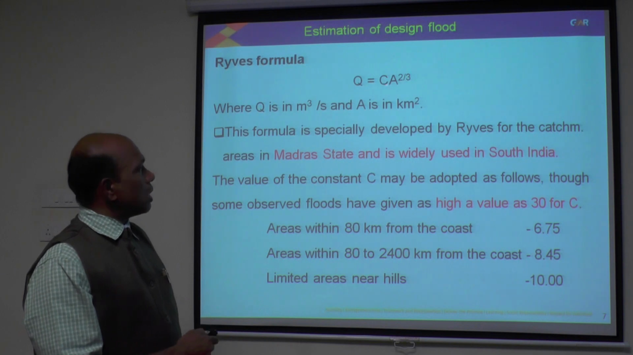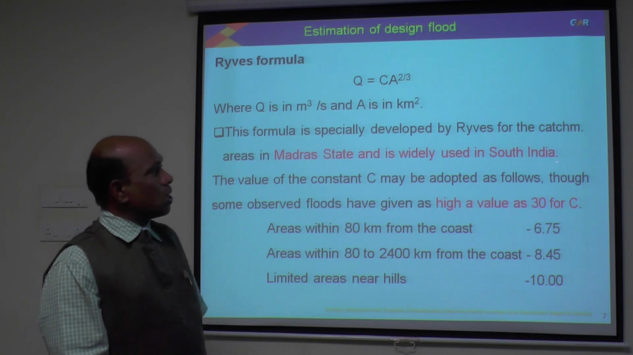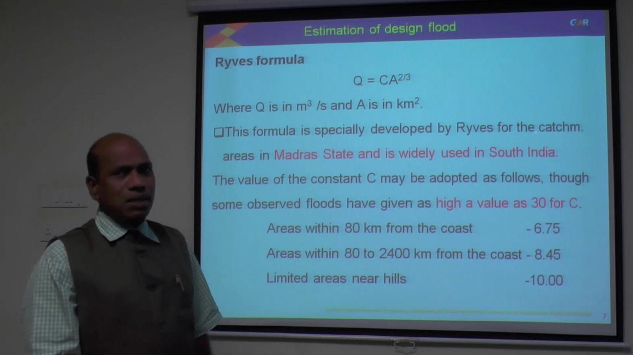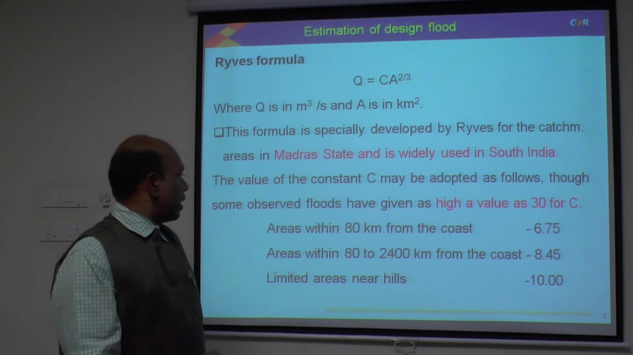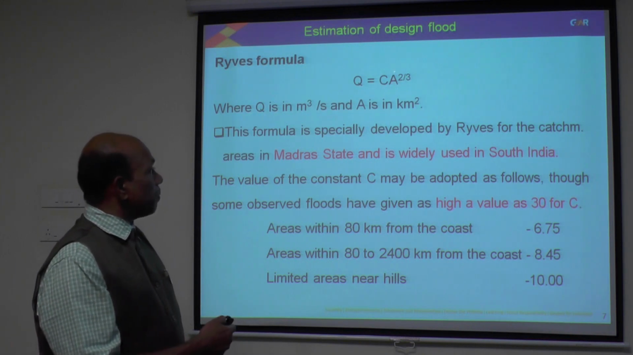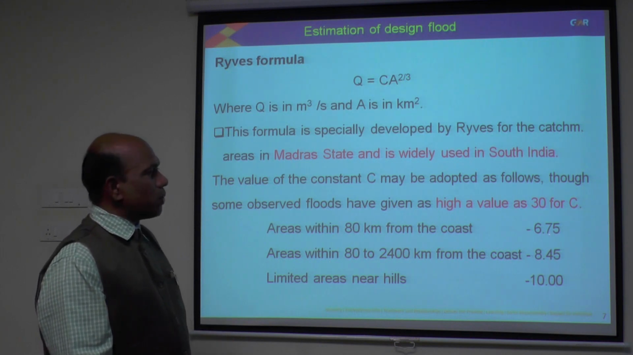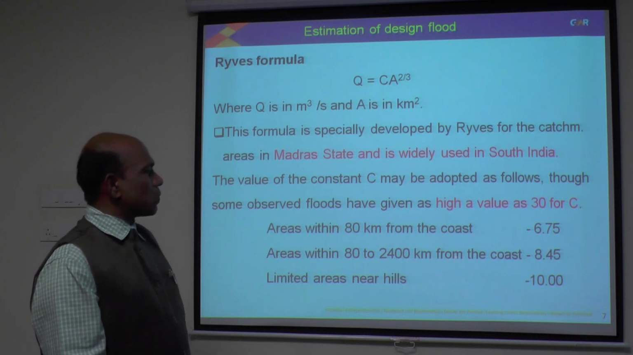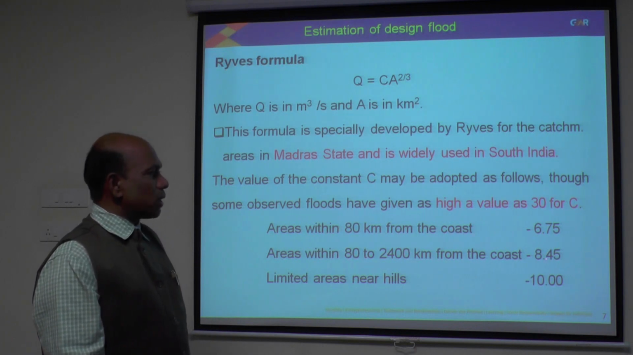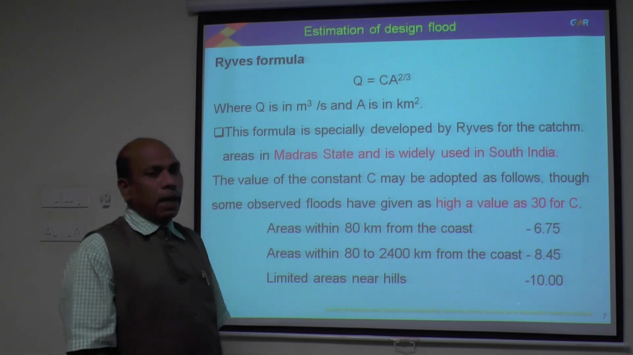This is strictly applicable only for the Madras state, but it is also widely used in South India. Here also the C value varies from place to place, depending on the distance from the coast. If it is very near to the coast, the C value is equal to 6.75. If it is 80 to 2400 kilometers from the coast, the C value is equal to 8.45. In hilly areas, the C value is equal to 10.00.